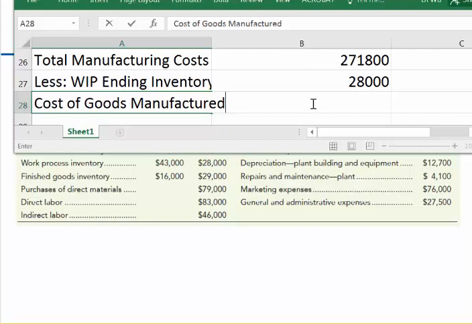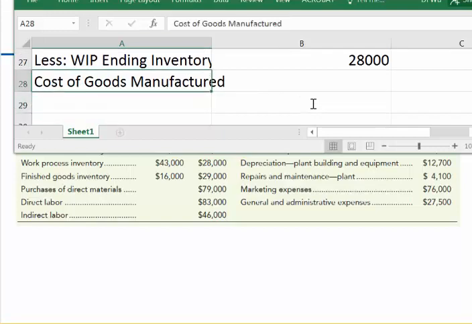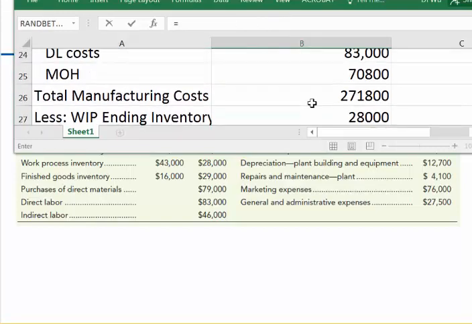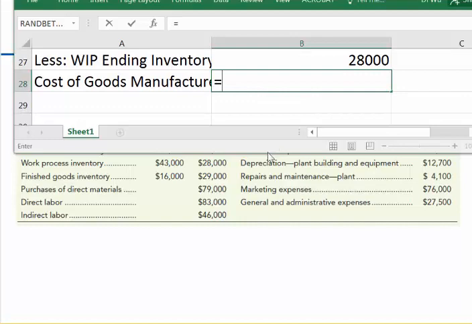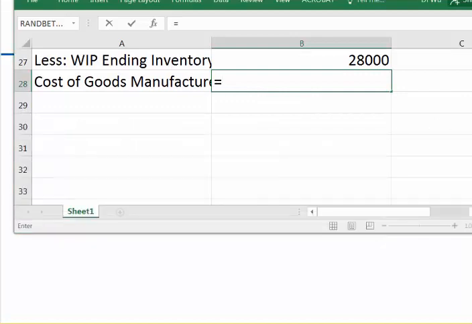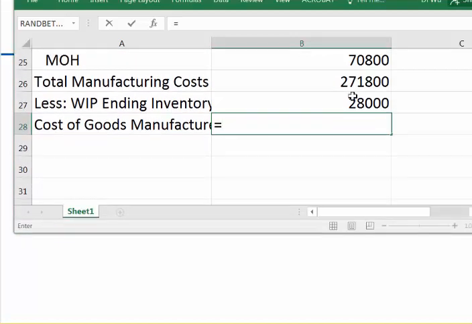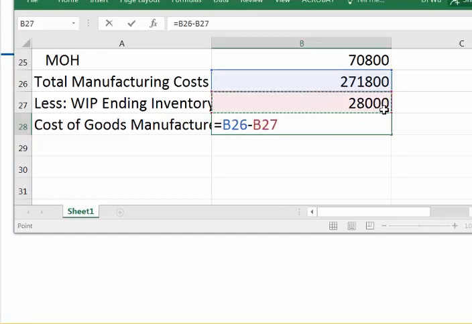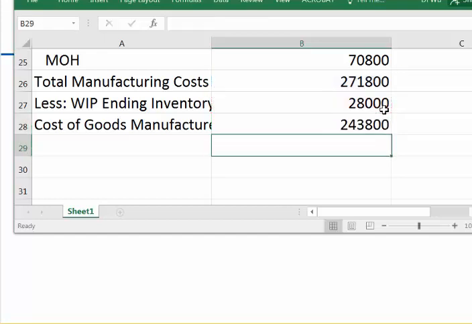Now we have finished the first one, the CGM. Just one step, I'm going to give you the answer. I'm going to use 271,800 minus 28,000. The difference tells you the CGM, which is 243,800. So that's the CGM.